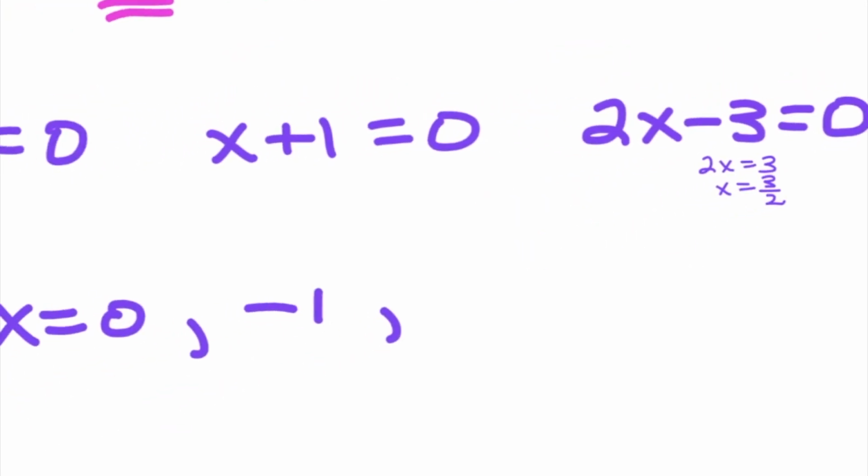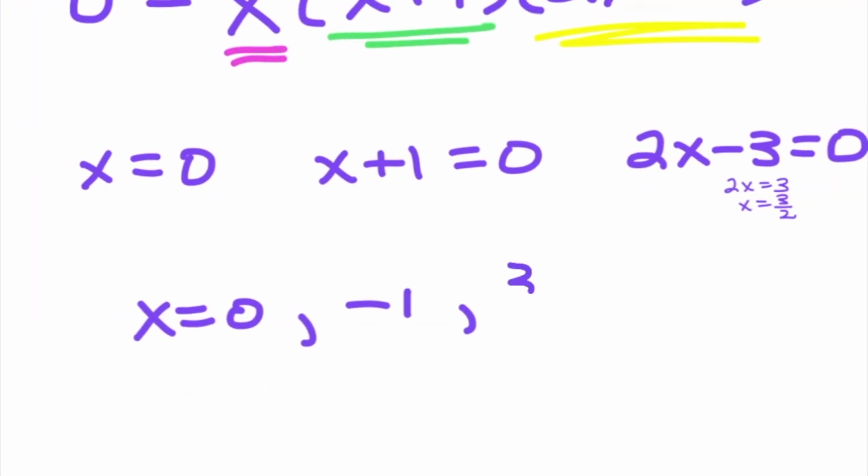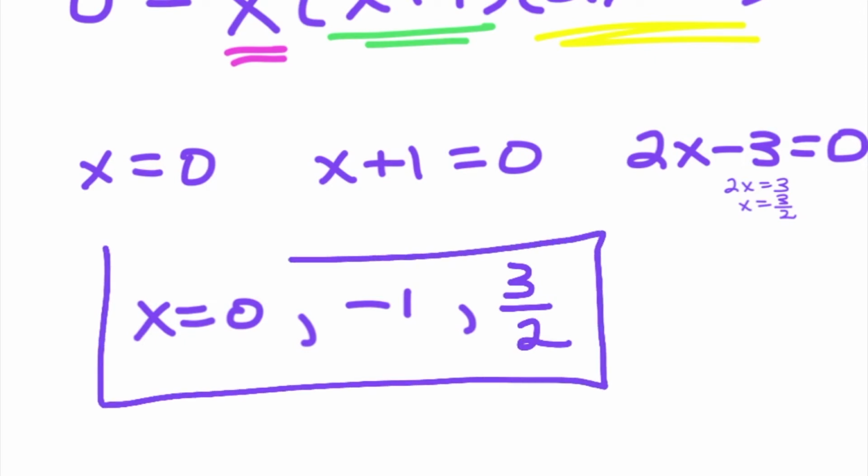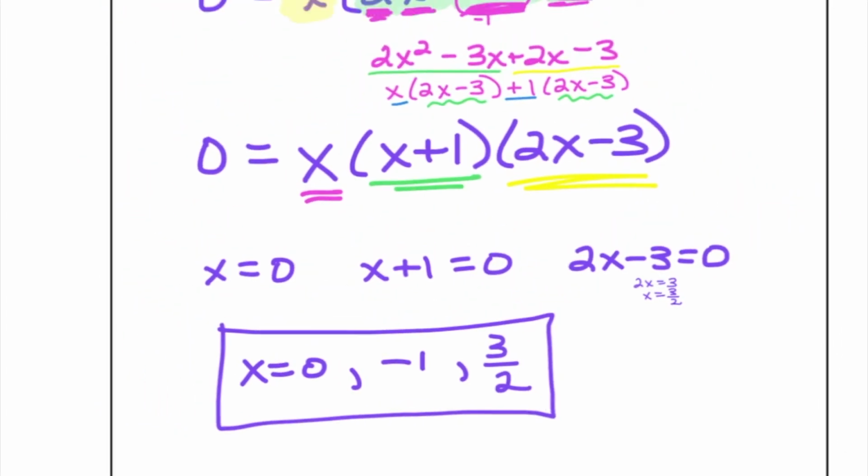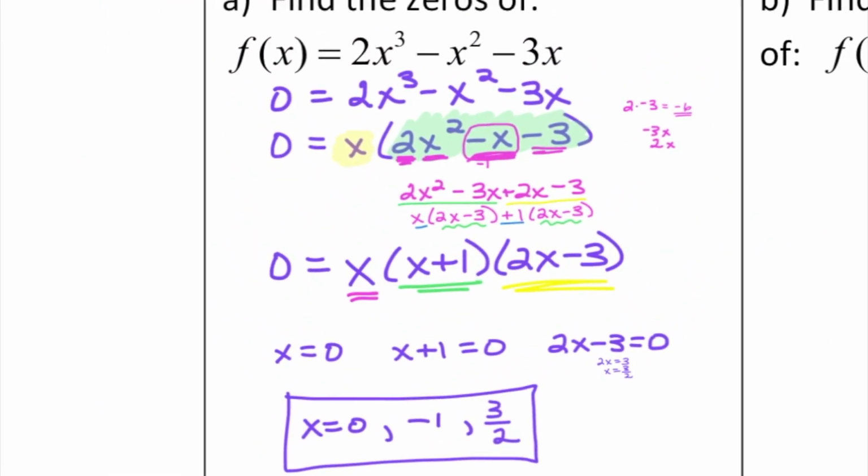That has to be written as a fraction. I prefer 3 over 2 to 1.5, but if you give me 1 and 1/2 as a mixed number, I would accept that because it's not a decimal. So x equals 0, x equals negative 1, and x equals 3 over 2 are the three zeros of that polynomial equation. And if you graph the equation, you'll find that that's where the x-intercepts are.